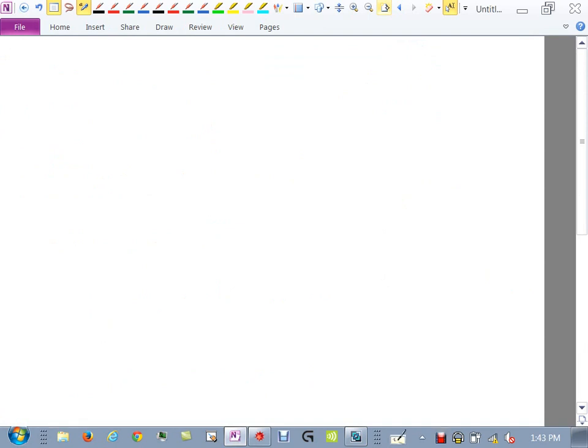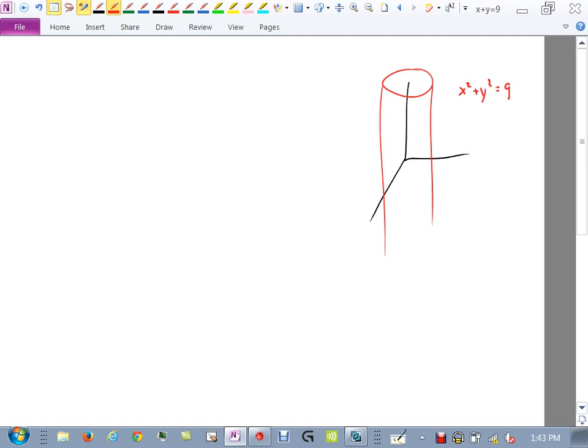Let me try and draw this. X squared plus y squared equals 9 is a cylinder, isn't it? Radius 3, like that. That's x squared plus y squared equals 9. Then I have what? X plus z equals 5? What is that? That's a plane, right?